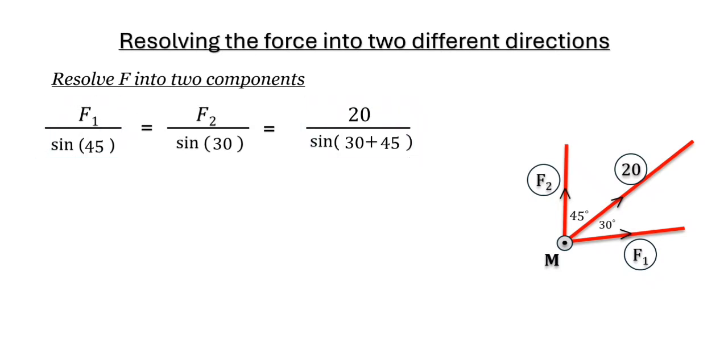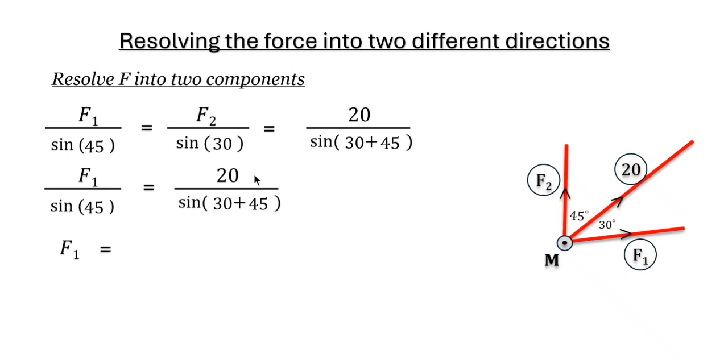F1, how to find it? We'll take them together, the two sides, to find F1. How to find F1? F1 equals, we'll take sine 45 and the other side, multiply. F1 equals 20 times sine 45 over the summation, it will be 75. So it will be 14.7 approximated to the nearest one decimal place. It means just one digit in the decimal.